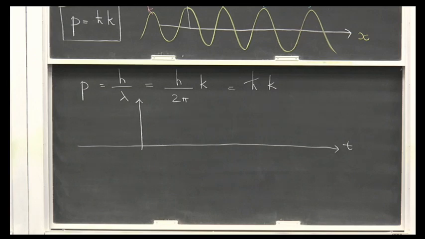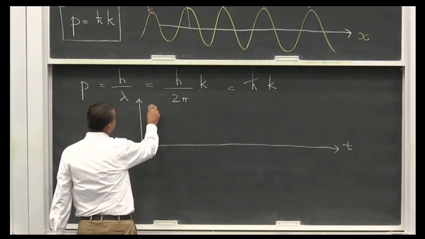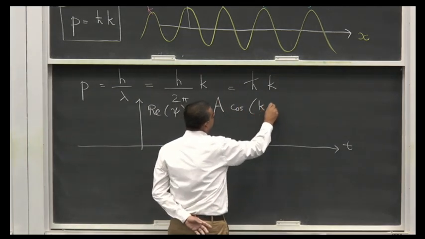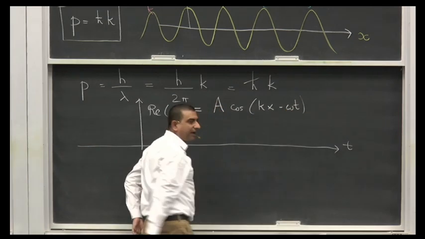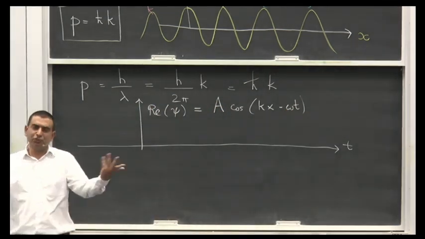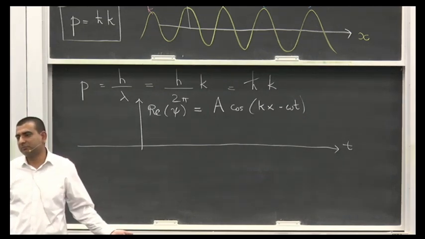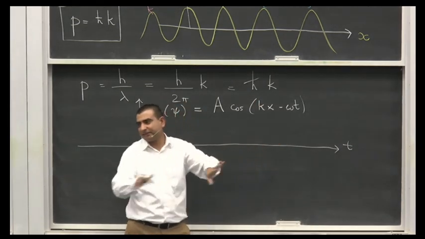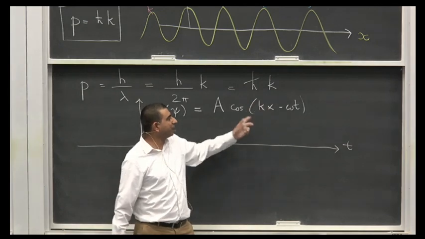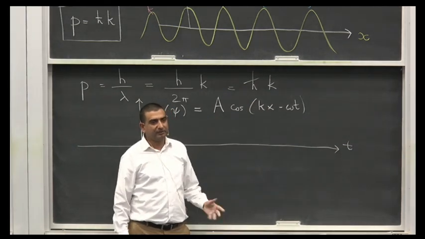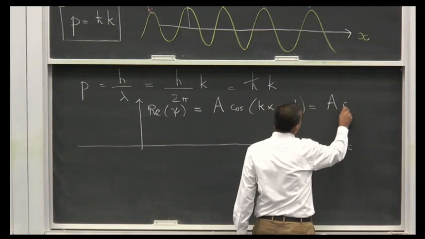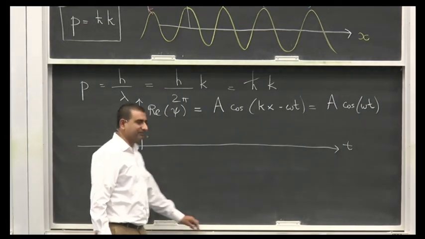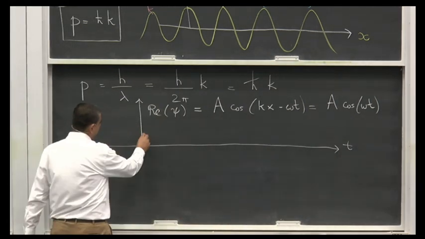It's the same wave function, A cosine of kx minus omega t. I'm plotting the real part of the wave function. In order to draw this, let's choose x equals 0. Each of these terms just changes the phase, nothing else. So with x equals 0, I get a cosine of minus omega t. Cosine is an even function, so I get a cosine omega t. Now what does the plot look like? Just a cosine again, just like this.